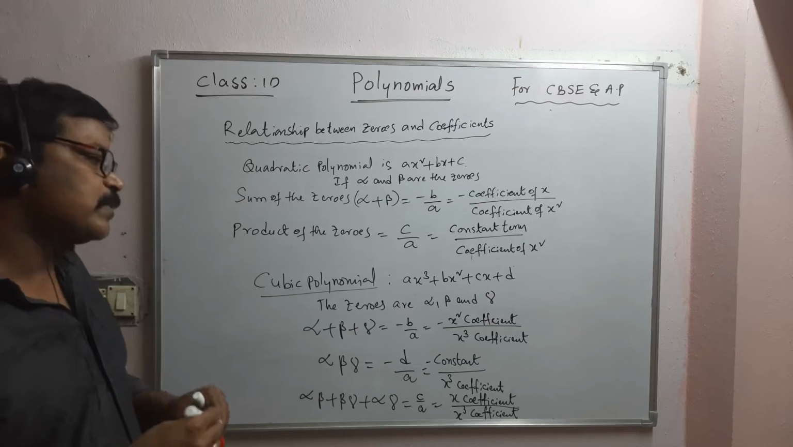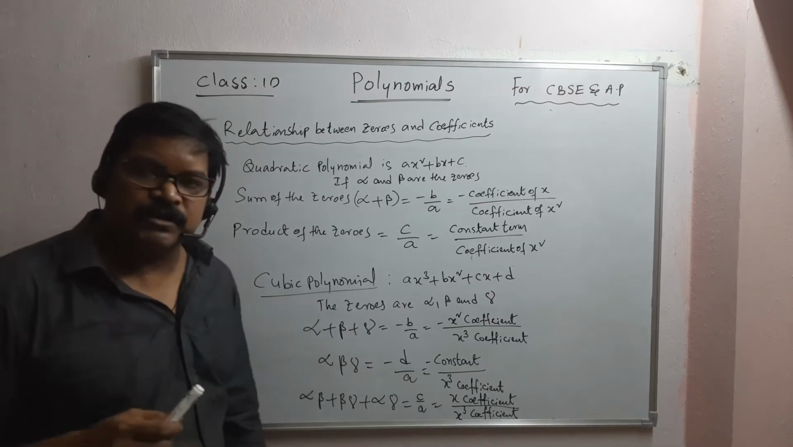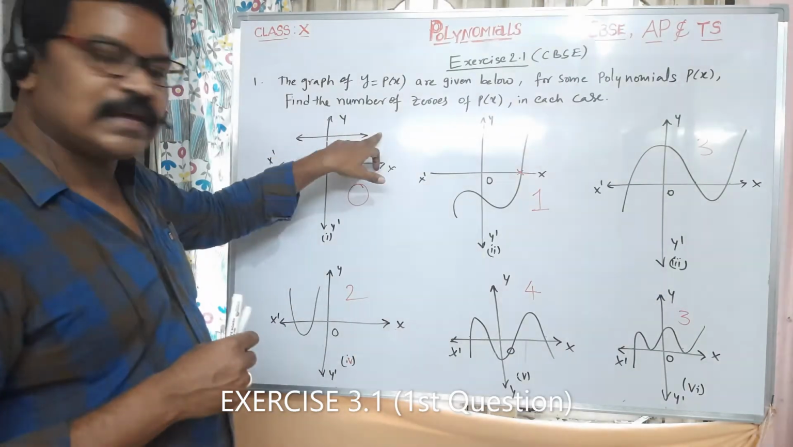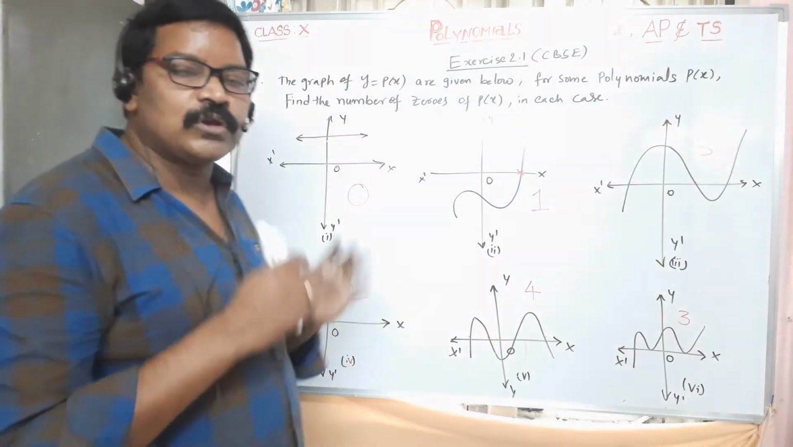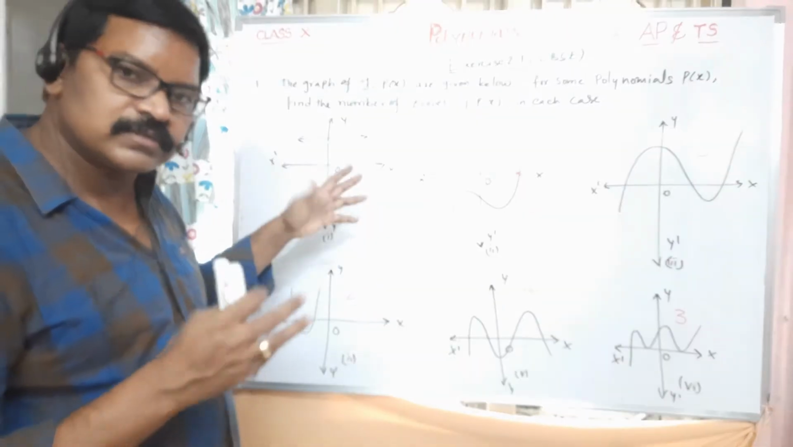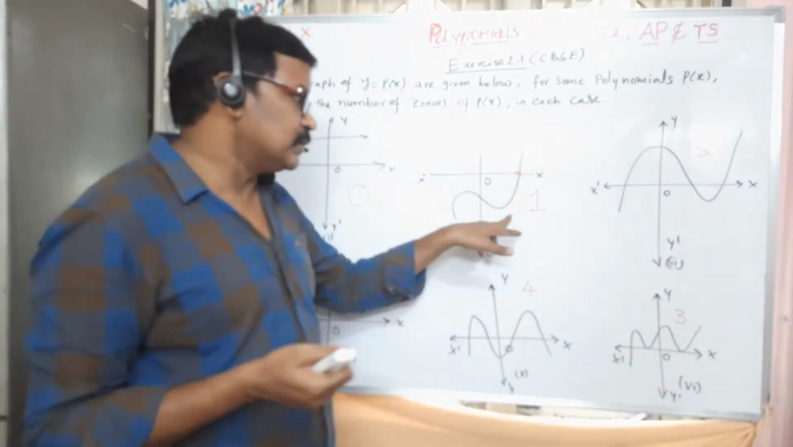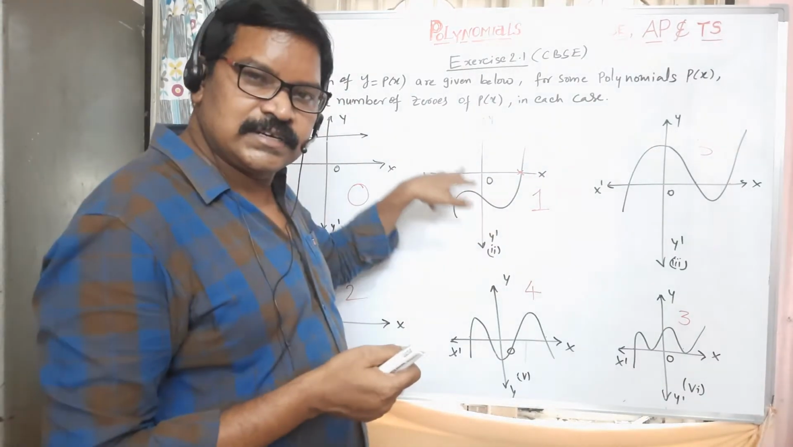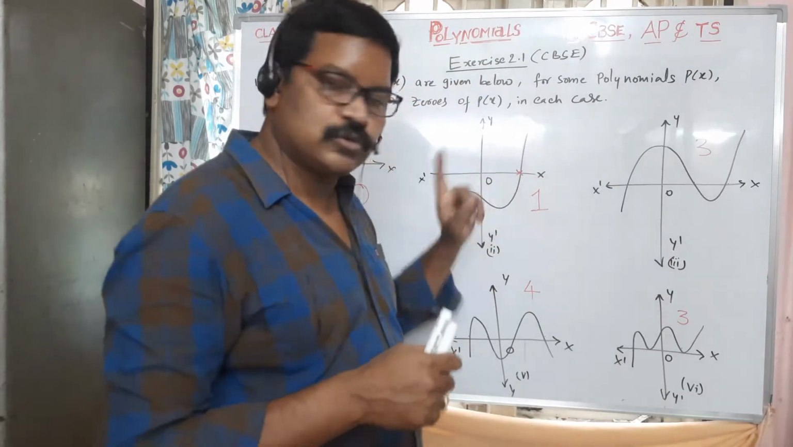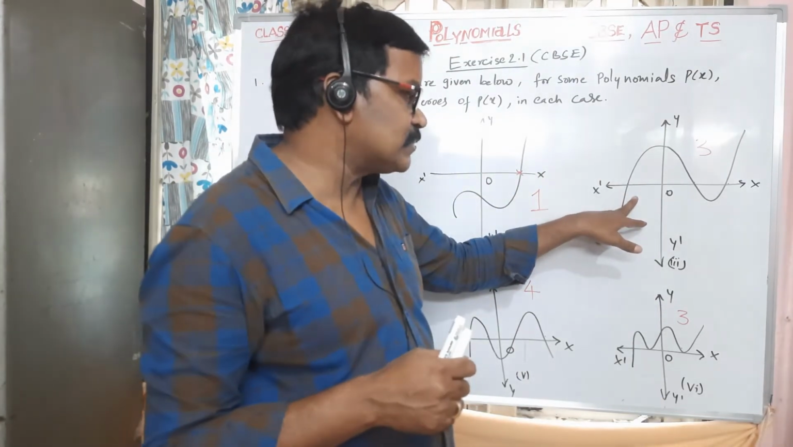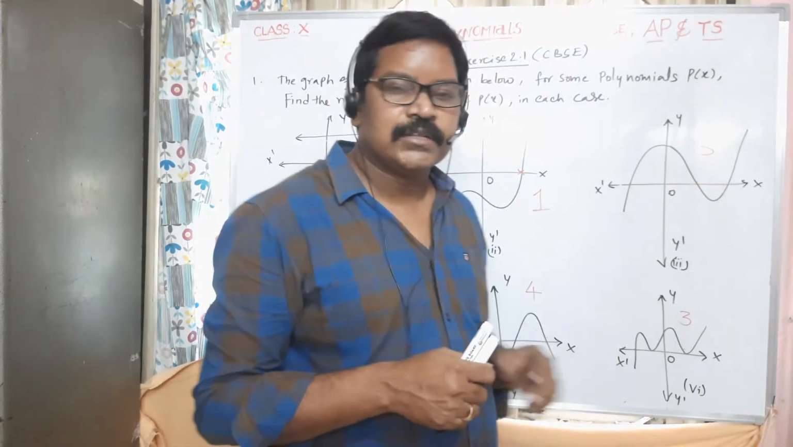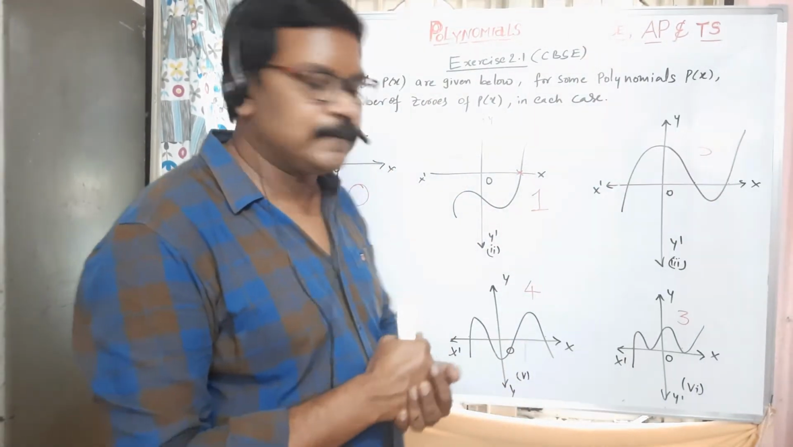So this is the relation between zeros and the coefficients in a cubic polynomial. In this graph, this is a straight line which intersects only the y-axis, not the x-axis. Therefore, the number of zeros is 0. Here, this curve intersects the x-axis at only one point. Therefore, the number of zeros is 1. Here it intersects the x-axis at 1, 2, 3. Therefore, the number of zeros is 3.